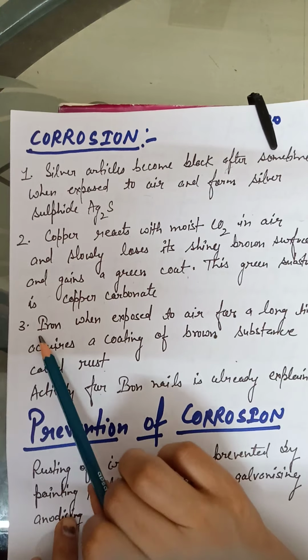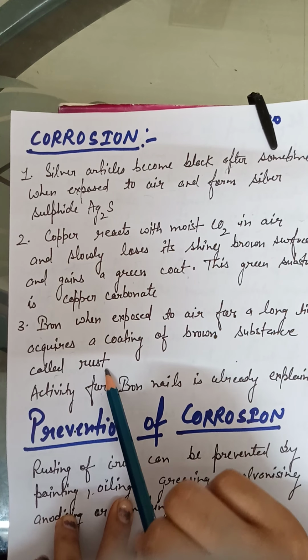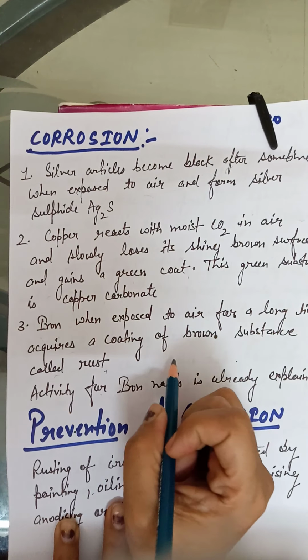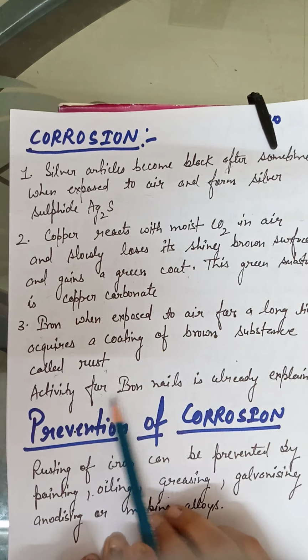Now next we have iron. When exposed to air for a long time, it acquires a coating of brownish red substance, that is called rust. And do all of you know the formula of rust? That is Fe2O3.XH2O. And the activity of the iron nail is already explained in chapter 1. You can read it from there.